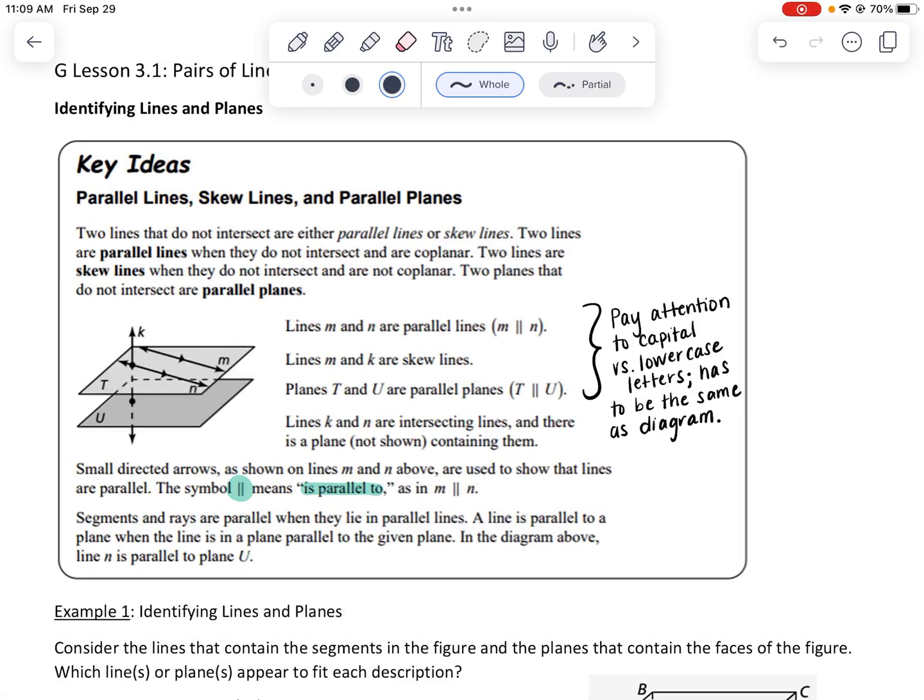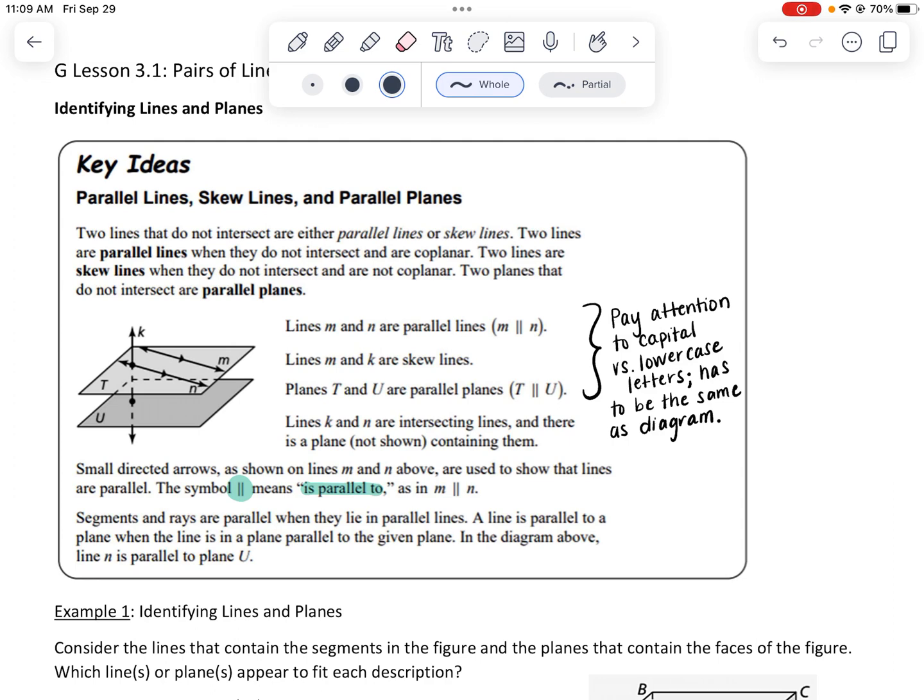Hi everyone, this is your lesson for 3.1, pairs of lines and angles, and we're going to start with some definitions of parallel lines, skew lines, and parallel planes. Something to note is that parallel lines and skew lines do not intersect. They both are sets of lines that won't intersect. However, parallel lines are coplanar. Skew lines are not coplanar. That's the difference, okay? It's really important.